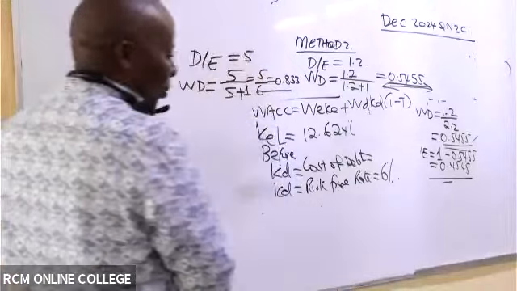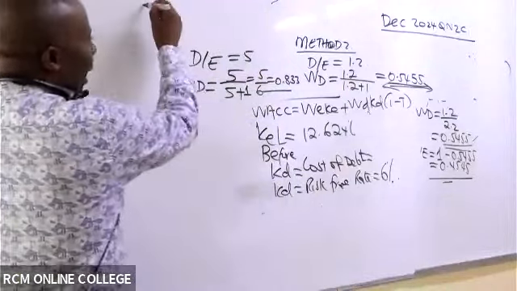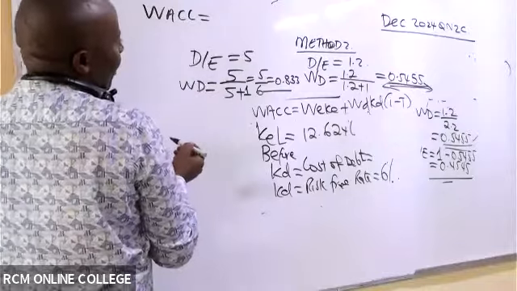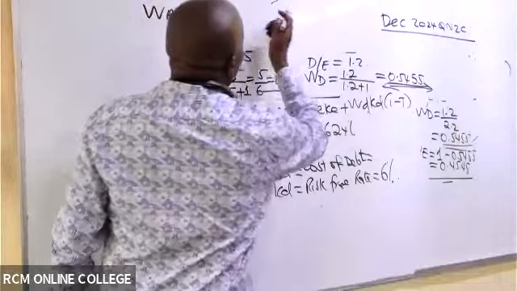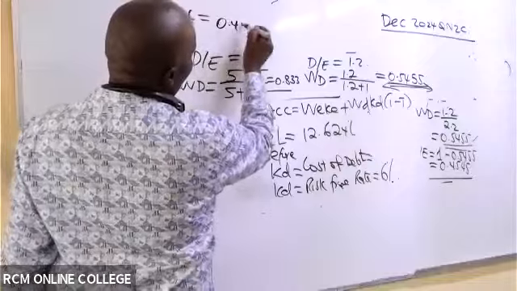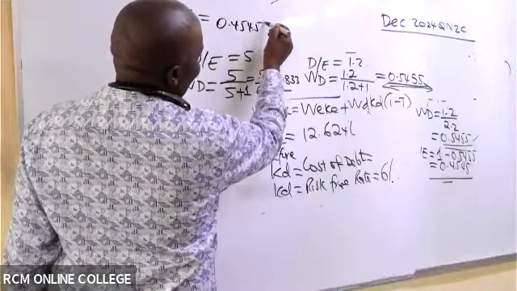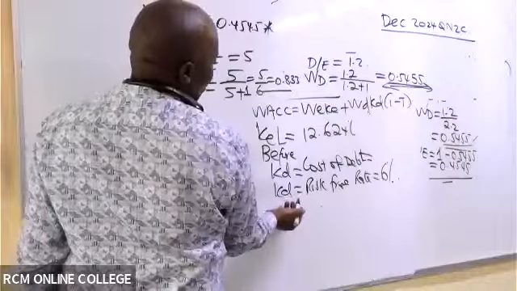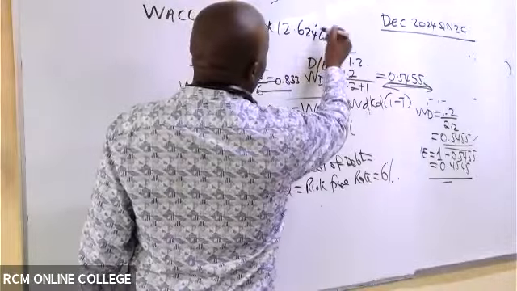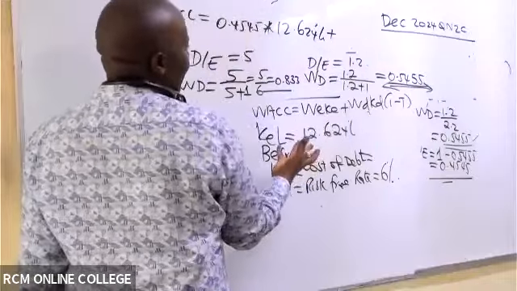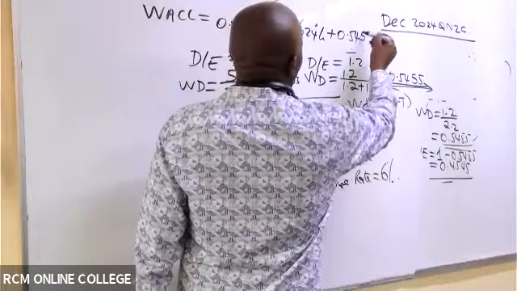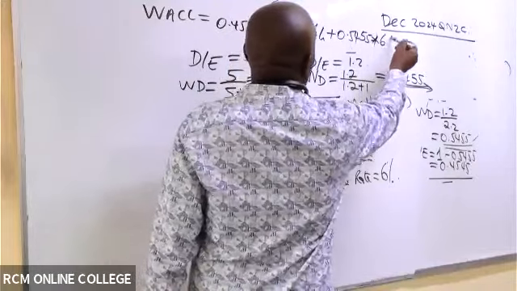So please go ahead and compute this WACC. We have the weight of equity, which you gave me as 0.4545, times the cost of equity before reconstruction, which you gave me as 12.624%, plus the weight of debt, 0.4455, times KD, which is 6%.